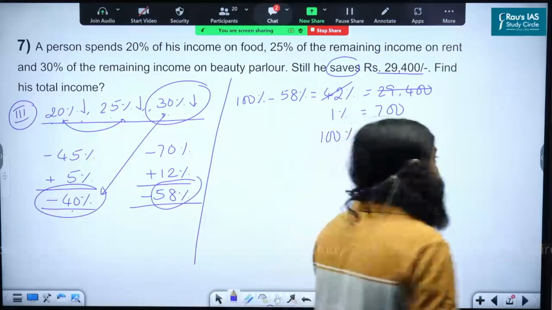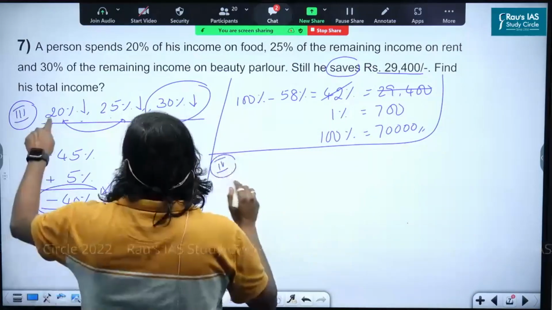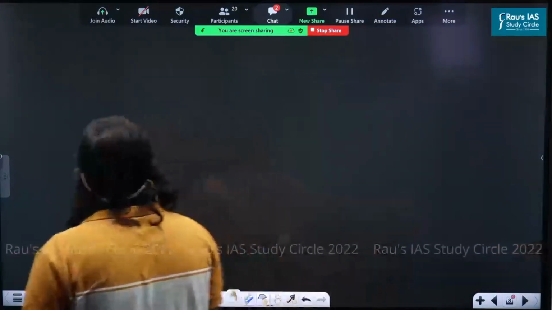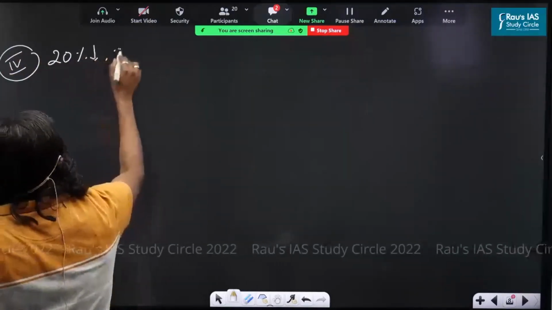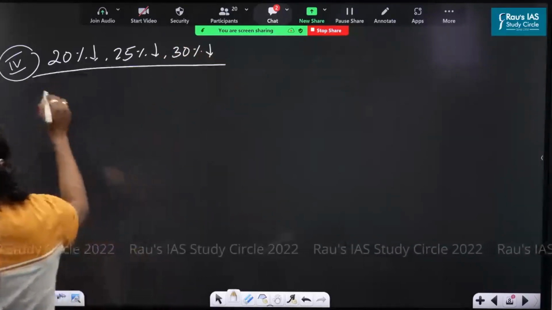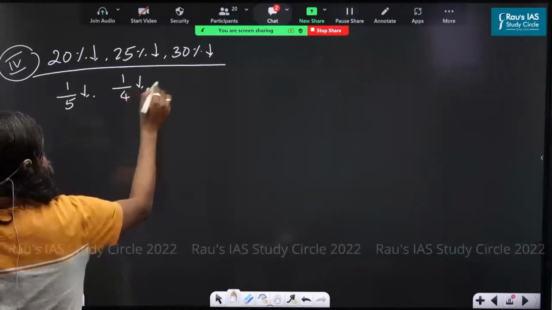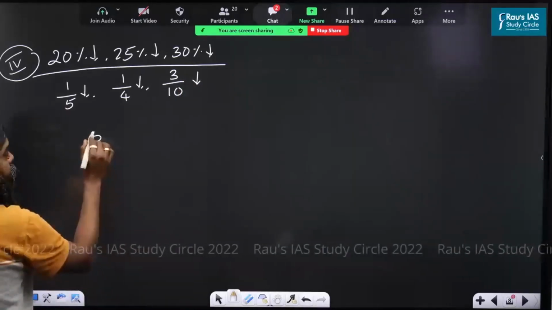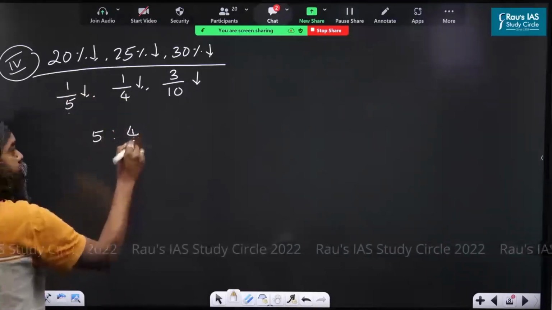Right. Now, come to fourth interpretation. 20% decreasing, 25% decreasing, 30% decreasing. 20% means 1 by 5. 25% means 1 by 4. 30% means 3 by 10. Whatever the denominator, write as it is. What happened to my denominator? Decreased by 1, it becomes 4.